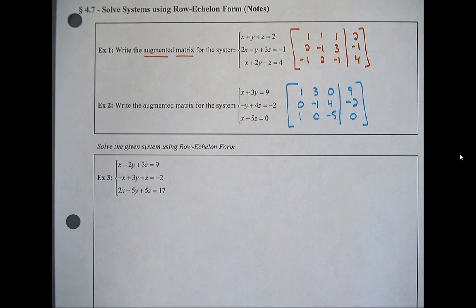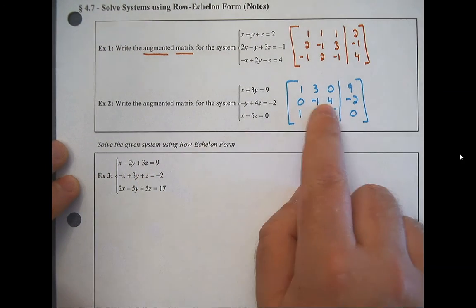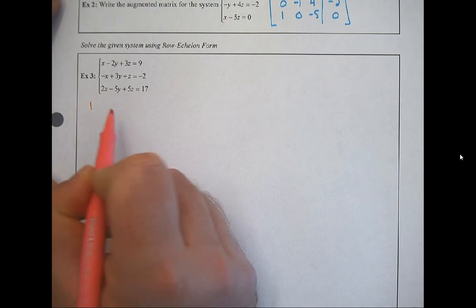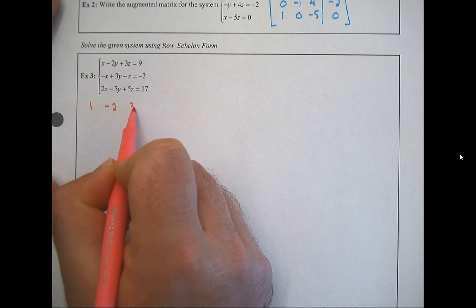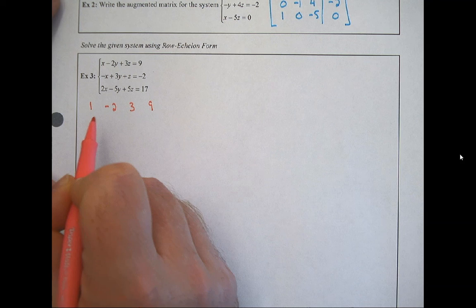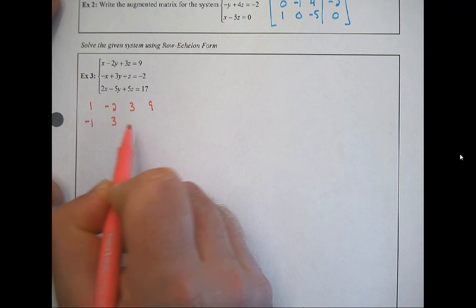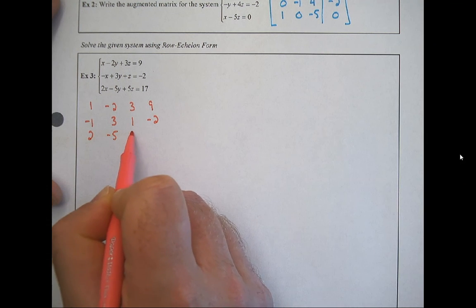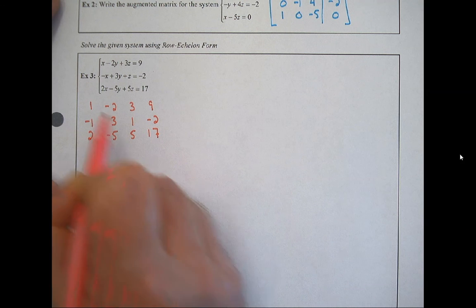All right, so there's augmented matrices. To solve systems using row-echelon form, the first thing we do is we write our system in an augmented matrix. So let's take our system and convert it into an augmented matrix. That would be 1, -2, 3, 9, -1, 3, 1, -2, 2, -5, 5, and 17.